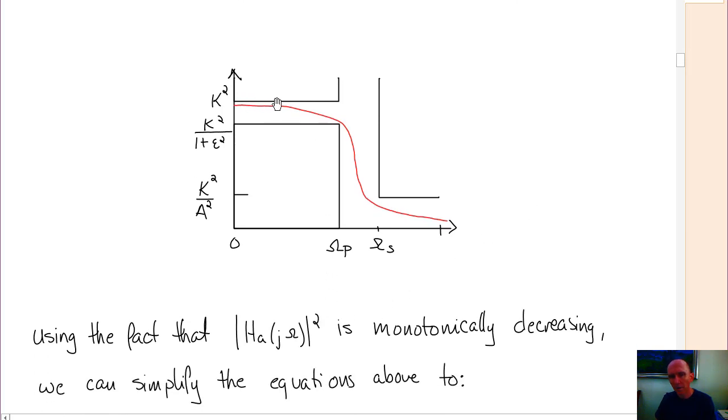Now, we know that this function, the magnitude, is monotonically decreasing. What this means is the following. If we look at this graph here, if the filter meets the specification at 0, and if it meets the specification at omega p, it's going to meet it for all the frequencies between, because since it only decreases, this would be the maximum point, and this would be the minimum point in the range of frequencies from 0 to omega p.